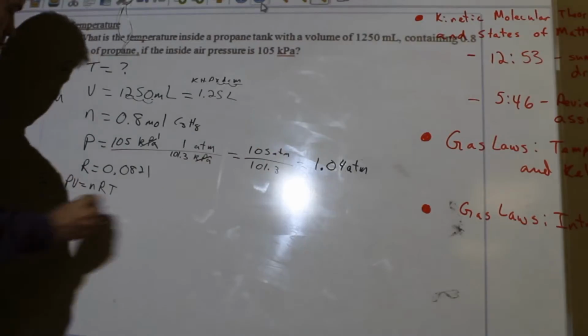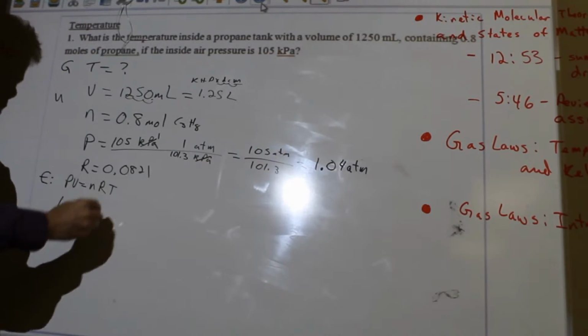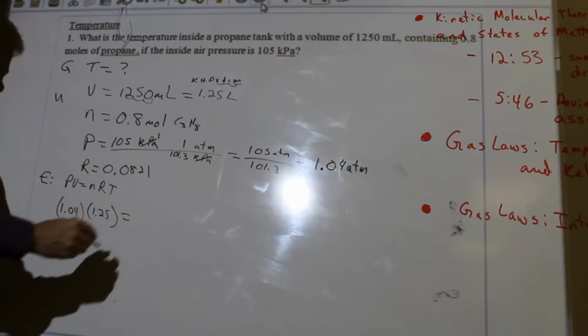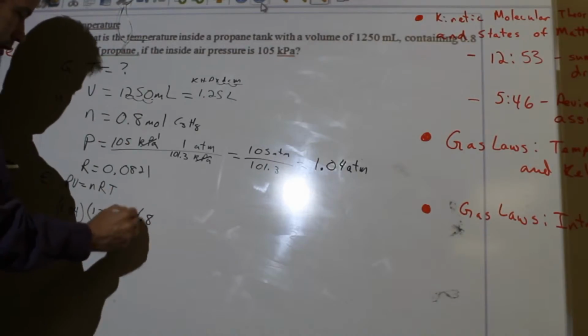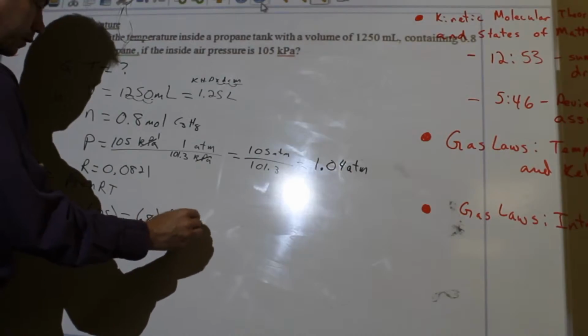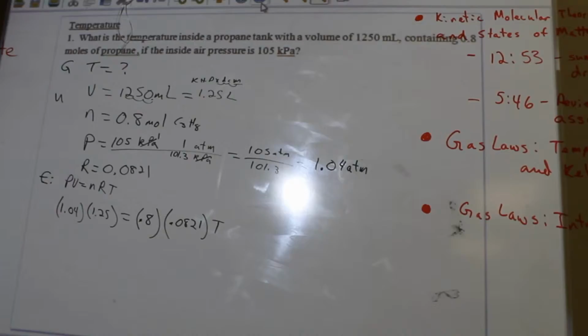What's our pressure? Our pressure is 1.04 atmospheres. Our volume is 1.25 liters equals, our moles is 0.8. Yes, 0.8. R is 0.0821. And now what is our temperature? That's what we're looking for. So we've substituted, now let's solve.